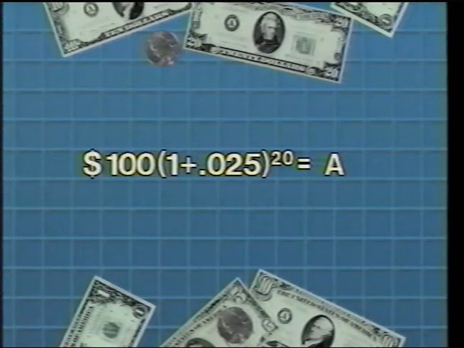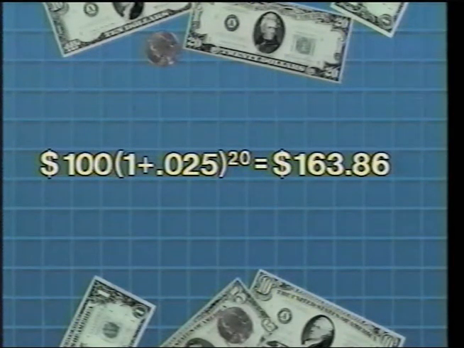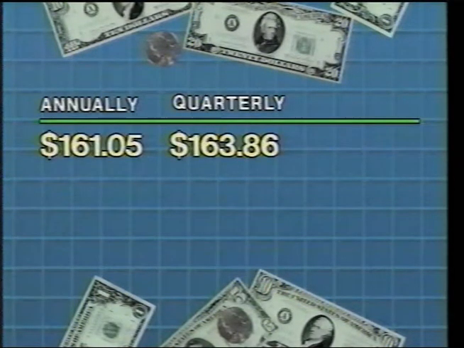Remember, P equals $100, so the amount of money in the account after 5 years equals $100 times 1 plus 0.025 raised to the 20th power, or $163.86. When we compare this 5-year balance in the quarterly compounding account to the balance in the annually compounding account, you can see that you earn more money in an account that compounds more often.